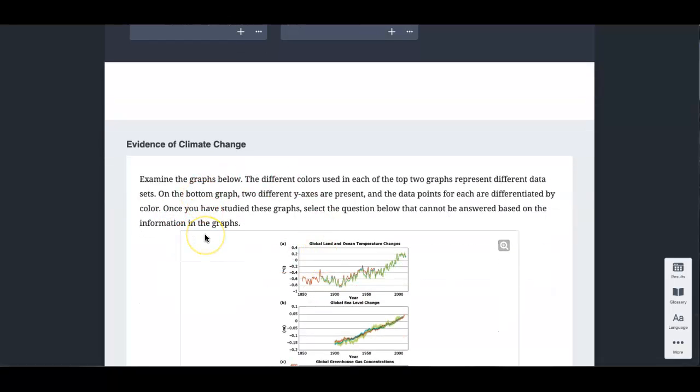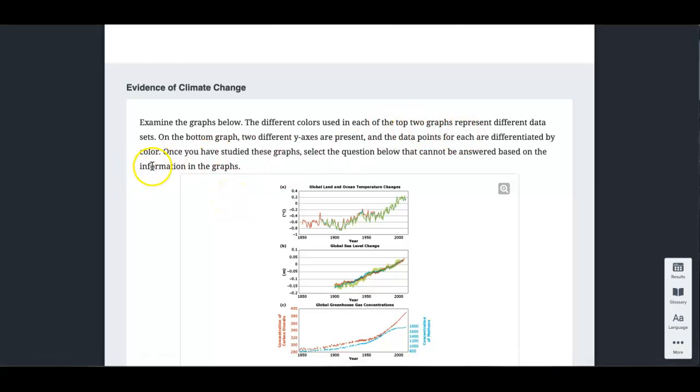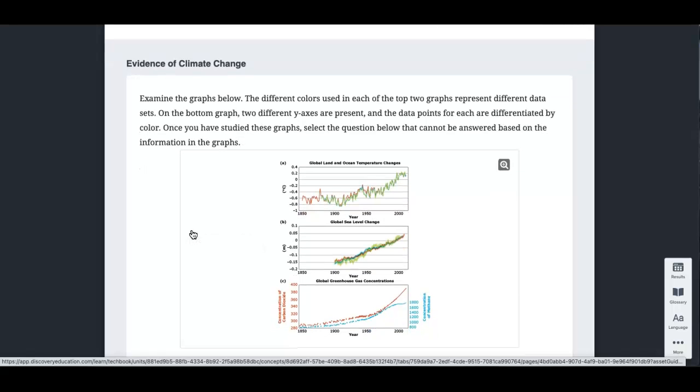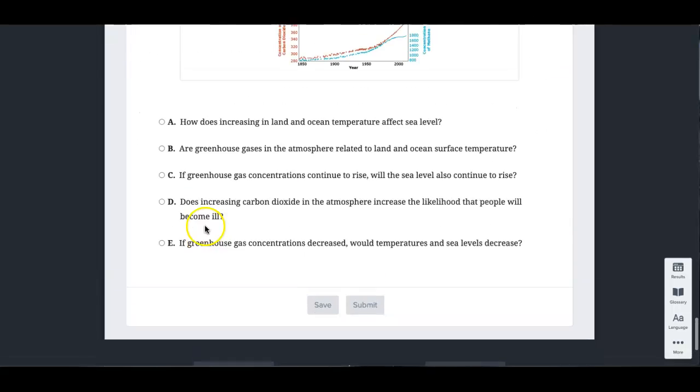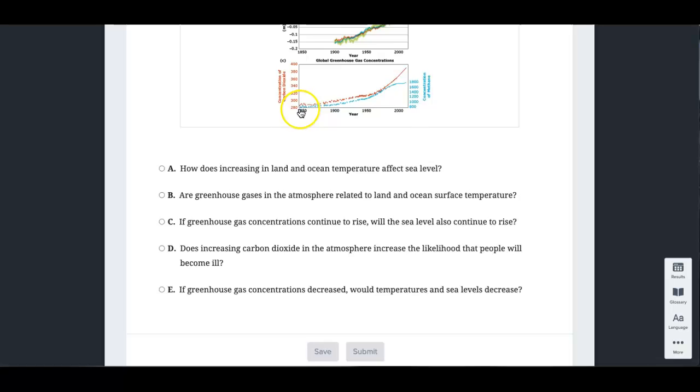This part right here, evidence of climate change, it says examine the graphs below. The different colors used in each of the two graphs represent different data sets. On the bottom graph, 2 different y-axes are present, and the data points for each are differentiated by color. Once you've studied these graphs, select the questions below that cannot be answered based on the information on the graph. Okay, so in this one we're practicing using data to answer questions. So read each of these questions and see if you could answer that question using these graphs.